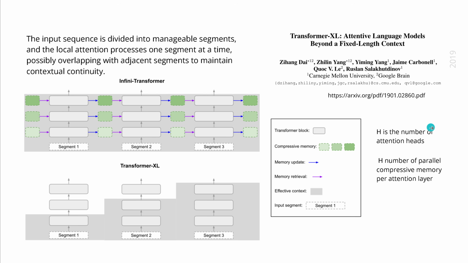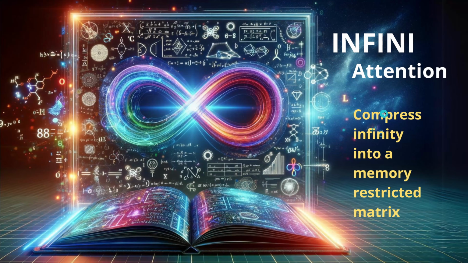So H is the number of attention heads of our system, and of course we have H parallel compressive memories per attention layer. So this is the number of our green compressive memory elements.